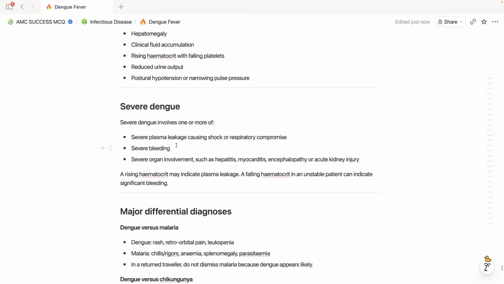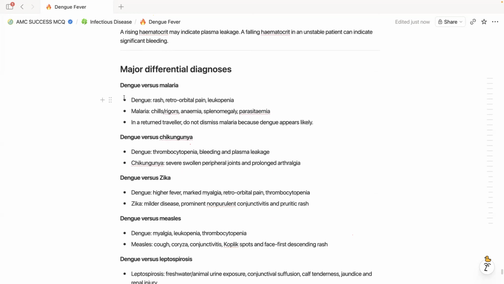Severe dengue, how we diagnose it: severe plasma leakage causing shock or respiratory compromise, severe bleeding, or severe organ involvement like hepatitis, myocarditis, encephalopathy, and acute kidney injury. If any one of these is present, that is a severe case, or it can be all of them. A rising hematocrit may indicate plasma leakage. A falling hematocrit in an unstable patient can indicate significant bleeding.